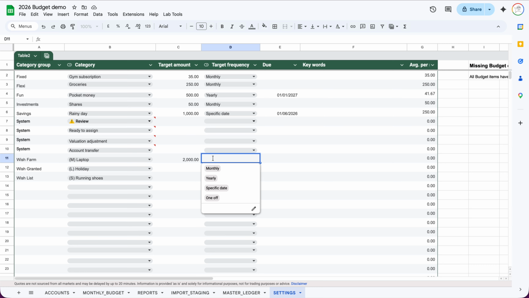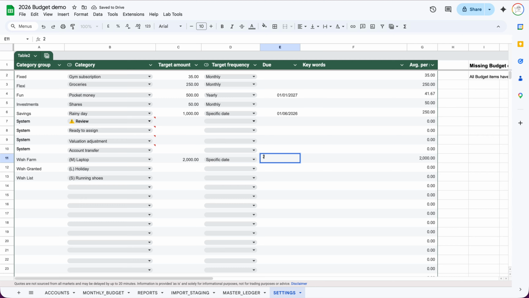And this laptop, I'm just going to say it is a one-off that I'm saving up towards. Actually, I'll say I'm going to save up for it for Christmas. Let's save for it for Christmas 26. For some reason, I'm buying it for myself for Christmas. All right.